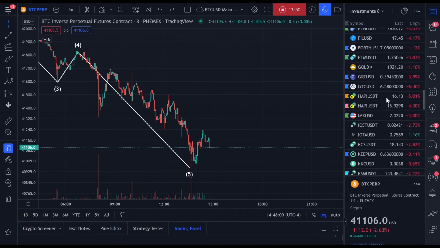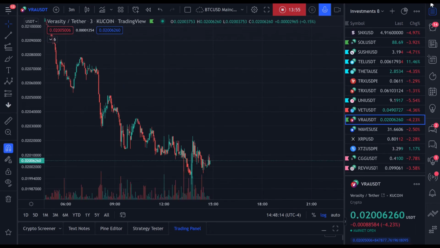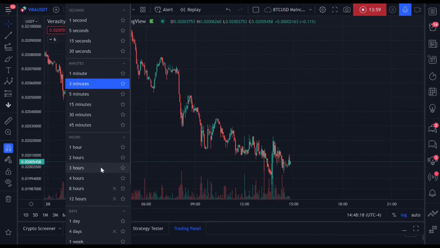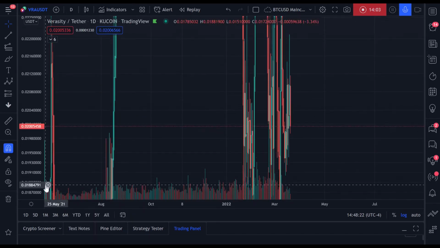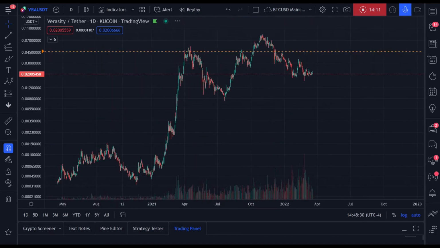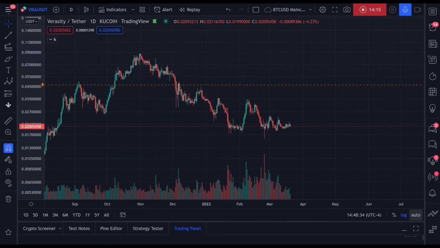All right, now let's look at VRA. And this is a popular altcoin. If you're subscribed to the channel, you'll know that I have a big bag of VRA and I am not looking to sell it anytime soon. All right. Now let's go on the daily and we can see that VRA, much like Bitcoin, has put in a reversal pattern on the daily time frame. Okay. We see this reversal pattern right here.